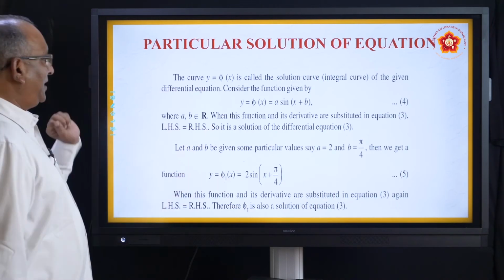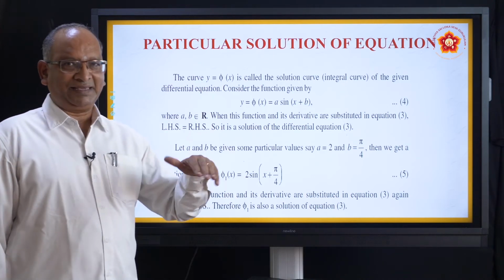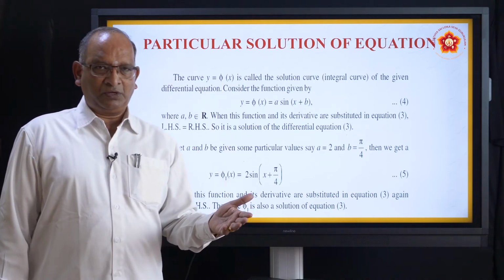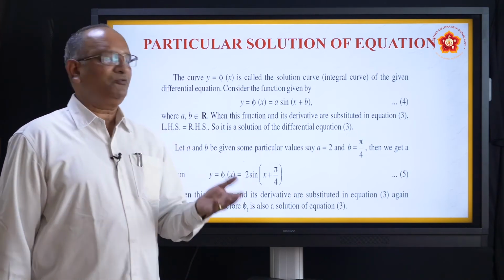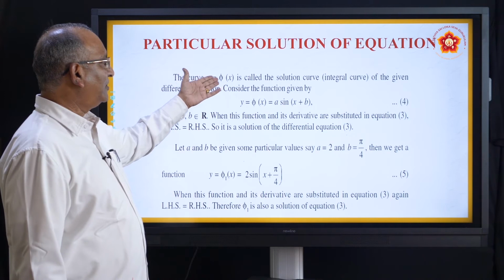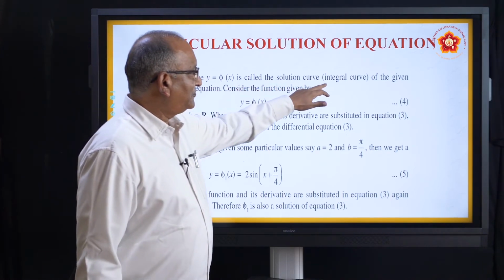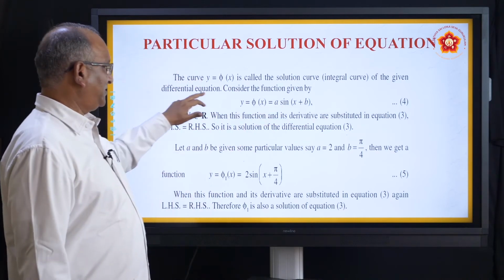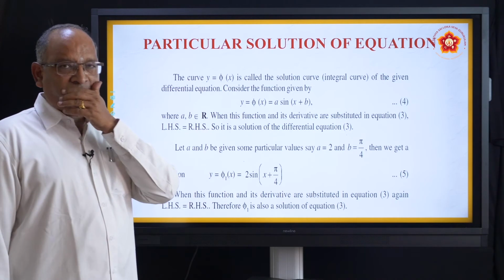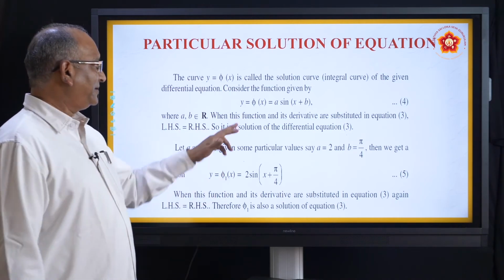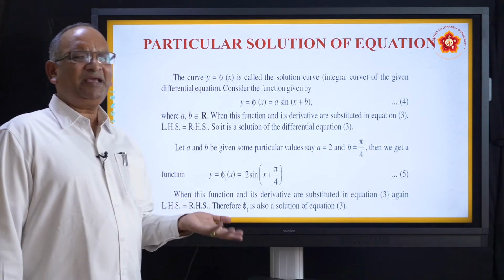Same way. Now, the curve y equal to phi x. He has given an equation. And what is the solution? Solution is going to be a function. So he is taking that function as y equal to phi x. Okay. Is called the solution of the equation. And how do you understand it? The function can be anything. Here it is algebraic. Here it is trigonometric. It can be anything.